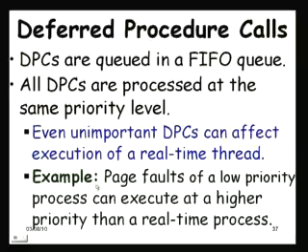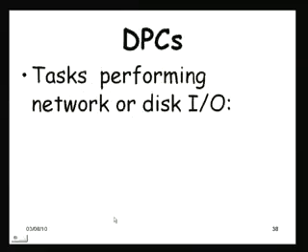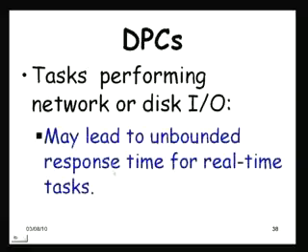This is just an example here, the problem that might occur. The page faults of a low priority process like logging or something can execute at a higher priority than a real time process. So, this is one of the main problems that you would face if you want to use the NT or its derivatives in real time applications. For example, if we have tasks performing network or disk IO, unimportant tasks, then for the real time tasks they will translate into unbounded response time.